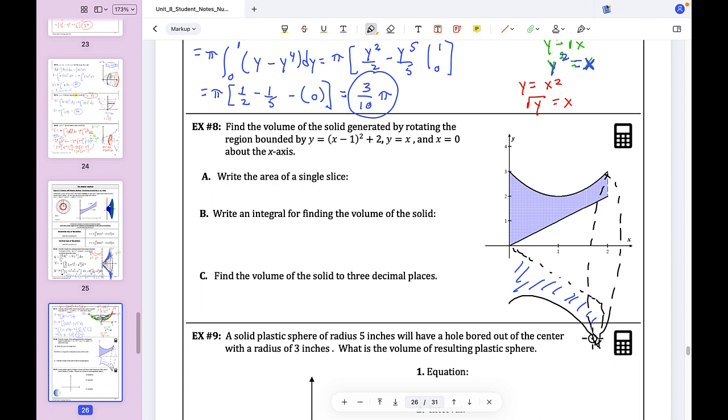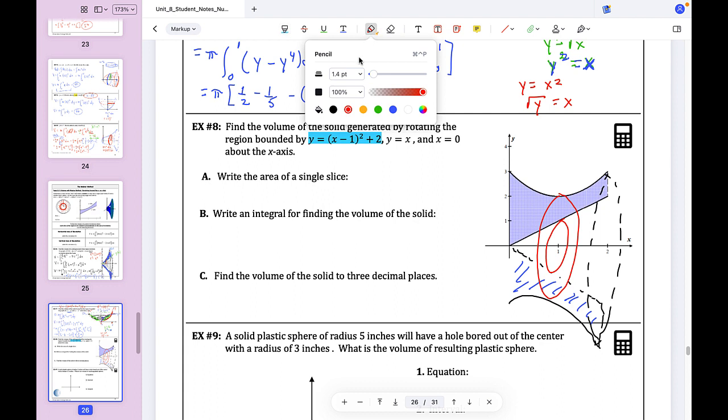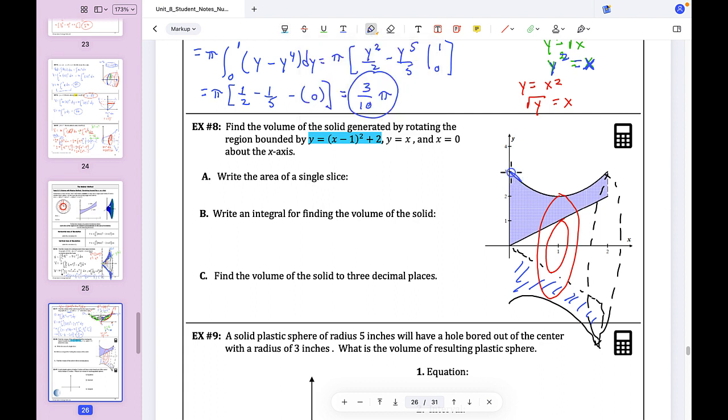Okay, there's my solid. Now when I slice my discs out of here, or slice my washers, here's my open section in here. Which one is which? We've got y equals (x minus 1) squared plus 2. That's the parabola, so I'm going to do that in blue. That's this top one here.